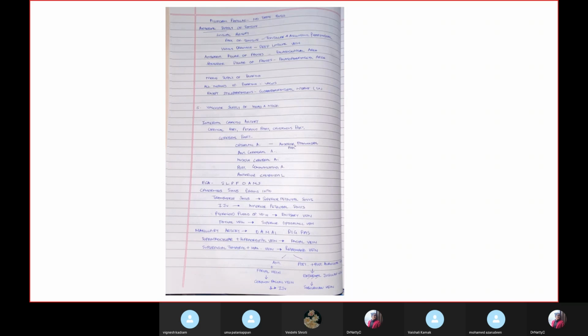Then you have one important word called palatoglossal arch and palatopharyngeal arch. So we have something called the faucial pillar. You have tonsil, anteriorly you have one wall, posteriorly you have one wall. So this faucial pillar, anteriorly it is formed by the palatoglossus muscle, so the arch is called palatoglossal arch, whereas posteriorly it is formed by palatopharyngeus muscle, so it is called palatopharyngeal arch.